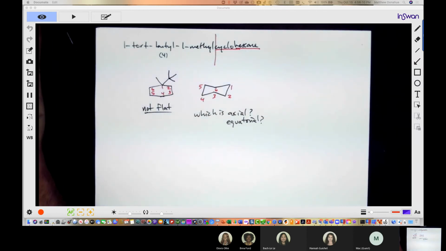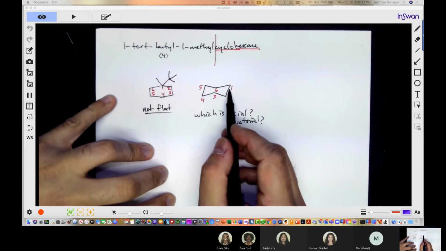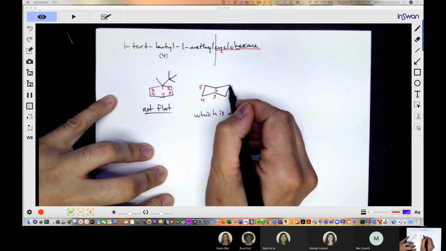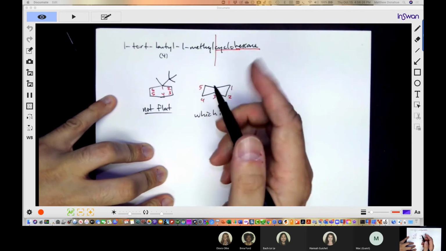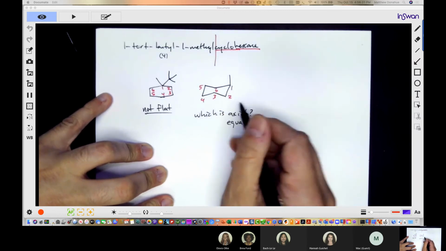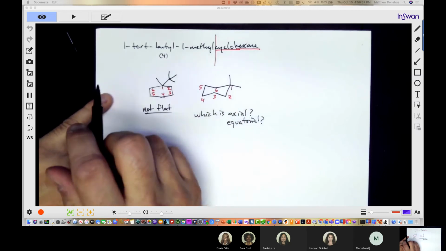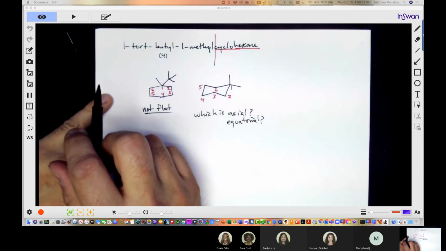So Hannah says they can't both be equatorial because they are on the same carbon. One has to be axial, one has to be equatorial. That is correct. So in the chair, this carbon 1 here, you have 2 substituents, right? One of those is axial. It's straight up and down. The other is equatorial. Hannah later goes on to say the tert-butyl would be equatorial. And I think she meant to say the methyl would be axial, yes.